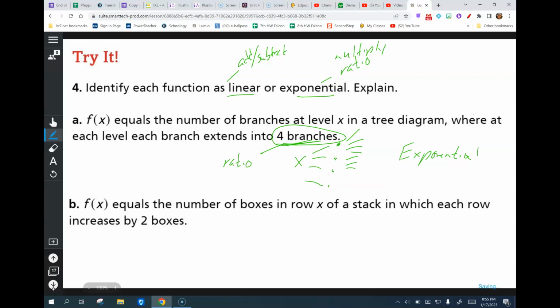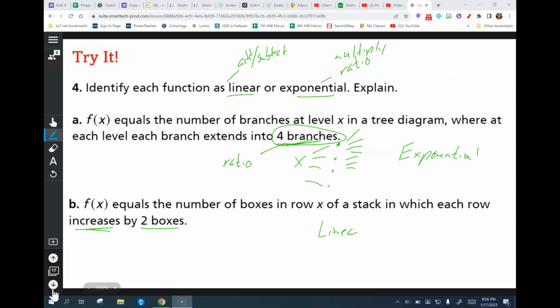Okay. B, f of x equals the number of boxes in row x of a stack in which each row increases by 2 boxes. There's our big hint. Each increases only by 2 boxes. So this is going to be a linear.